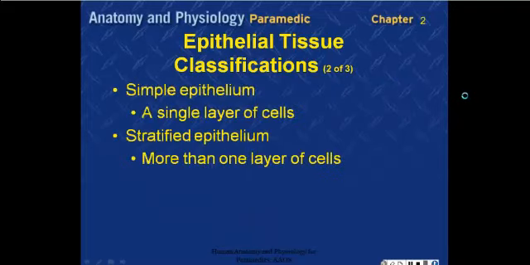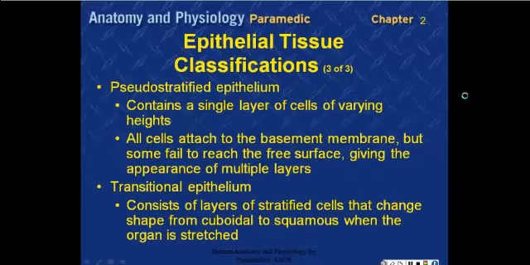You can also classify epithelial tissue by the number of layers of cells in the tissue. So simple epithelium has a single layer of cells, and stratified epithelium has more than one layer of cells. There's also something called pseudostratified epithelium. In pseudostratified epithelium, there's a single layer of cells, but the cells are of varying heights.